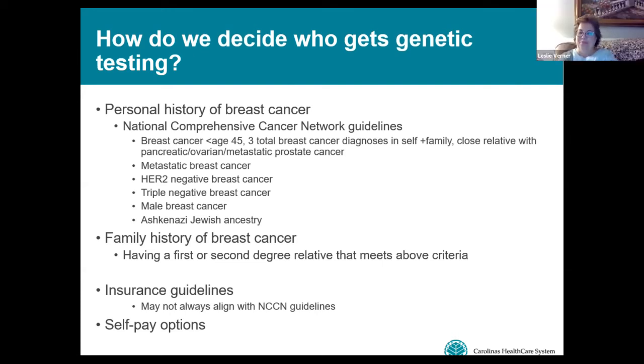So all important. But if I had somebody say, I have a second cousin that had breast cancer at age 50, and then we've got 12 other people between them that have never had cancer, I'm not going to be too worried about that, but it just depends on the guidelines.